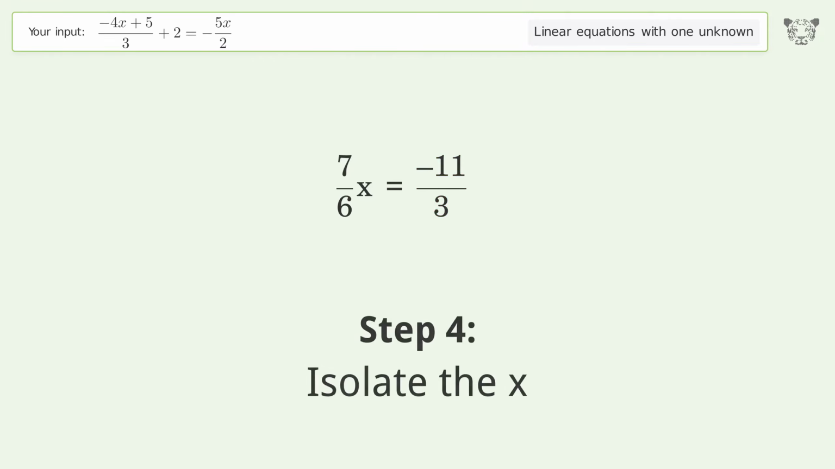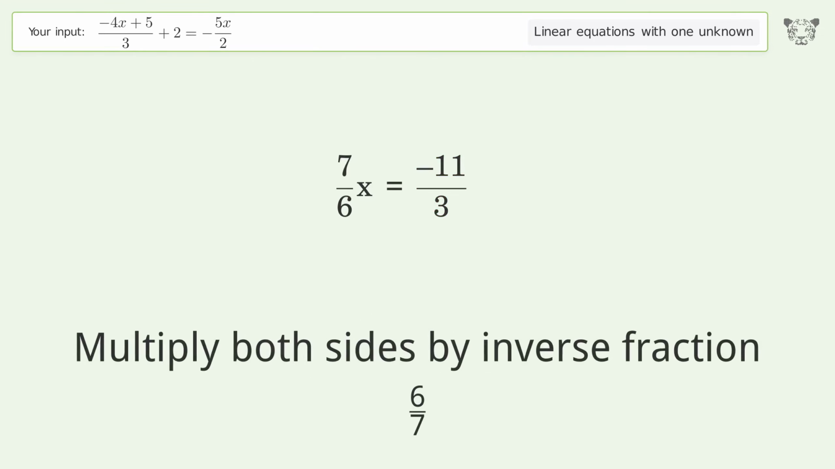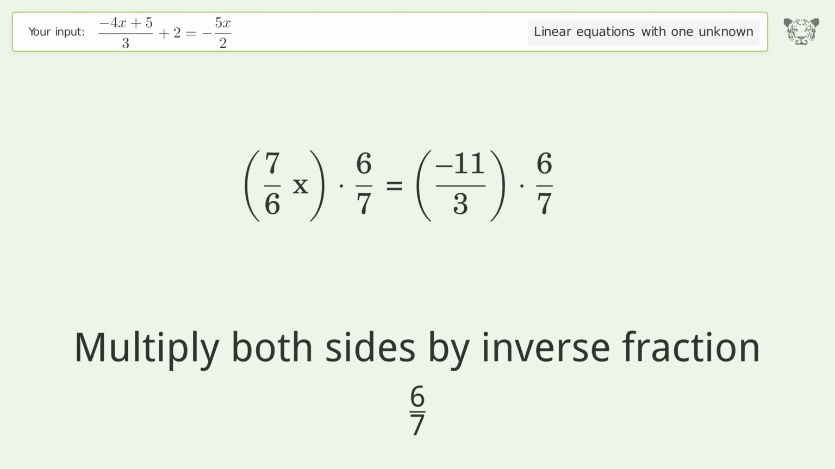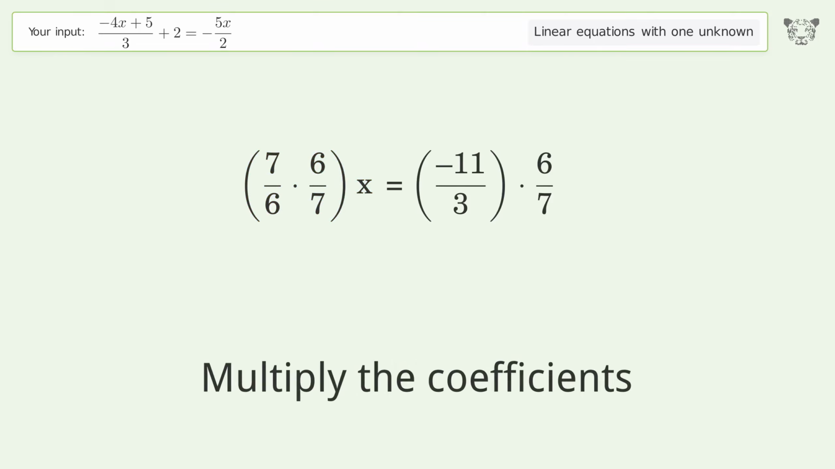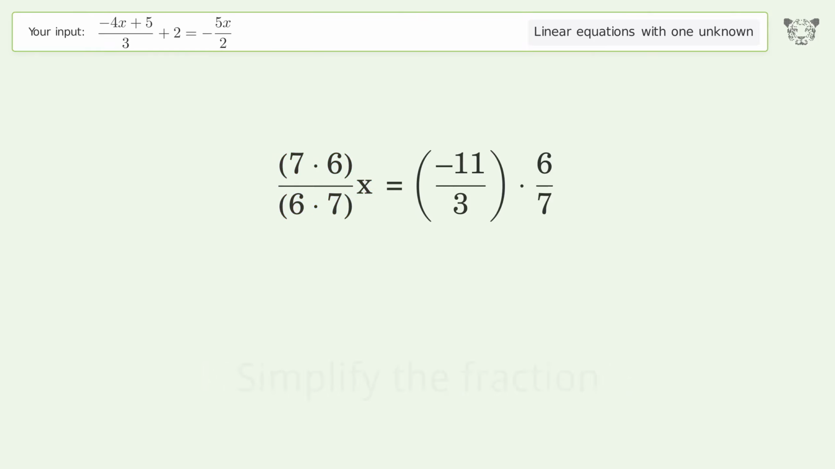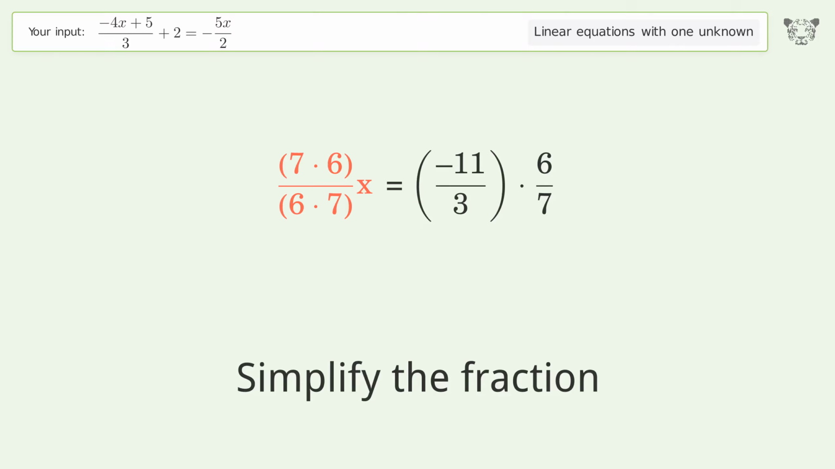Simplify the arithmetic. Isolate the x. Multiply both sides by inverse fraction 6/7. Group like terms. Multiply the coefficients. Simplify the fraction.